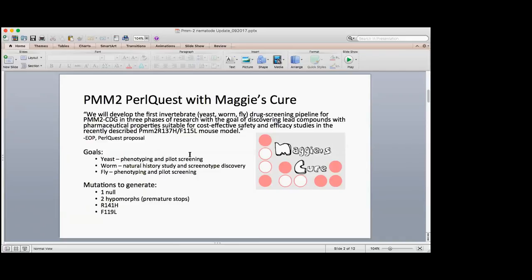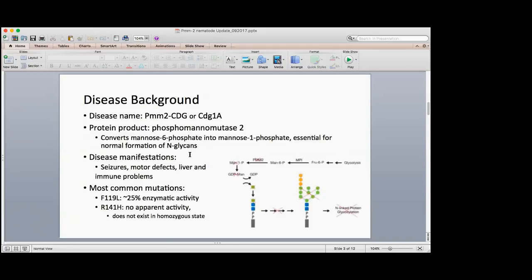And then we also wanted to create 2 point mutations. We wanted to knock in the 2 point mutations that correspond to the mouse model. Now, again, we don't have to limit ourselves just to these mutations, but the thinking was, let's make this kind of initial panel first. So I'll describe here actually the results of generating an F119L knock-in mutant. That was the first mutant that we made on top of the null.